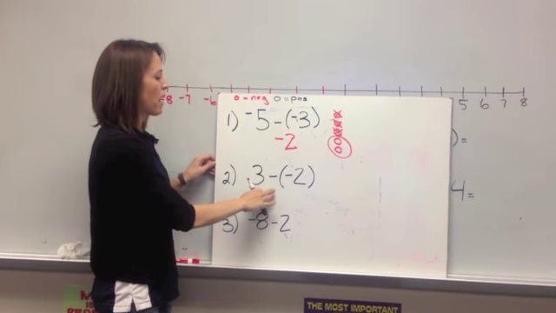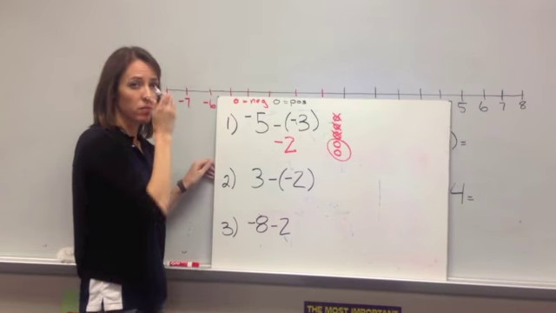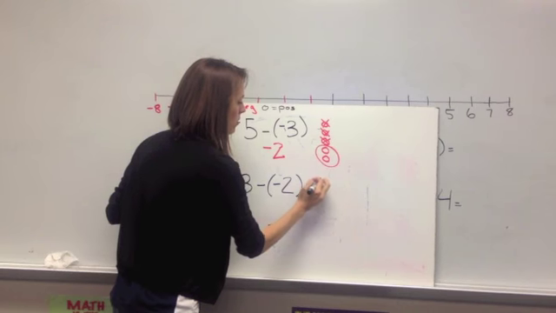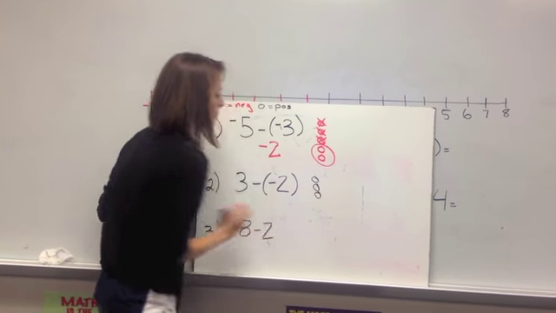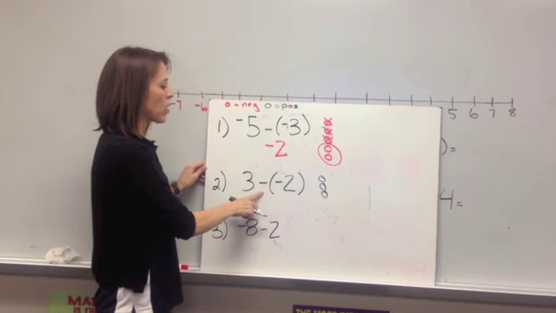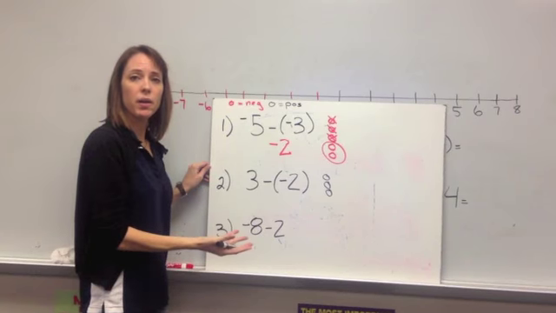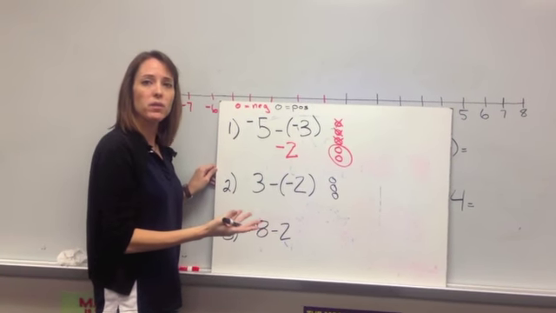On the second one, you're always going to start over here on the left. This is 3 minus a negative 2. This one gets a little bit tricky, okay? So we have 3 positives, okay? And then it says to take away 2 negatives. But I don't have any negatives, so how am I supposed to take them away? So this is where your zero pairs come in.